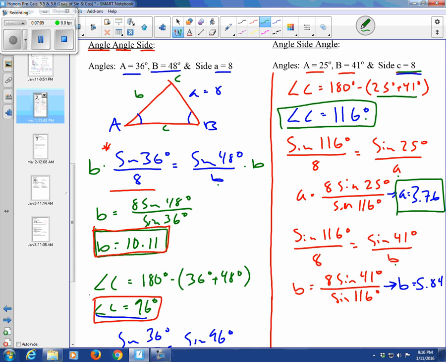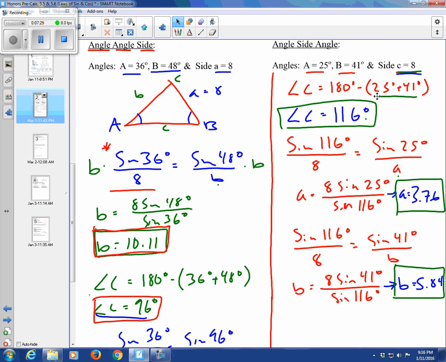We'll multiply B on both sides, then multiply by, again, the reciprocal of sine of 116 over 8, and that gives us B as sine of 41 degrees over sine of 116 degrees over 8, and right here that gives us side B as being of length 5.84.